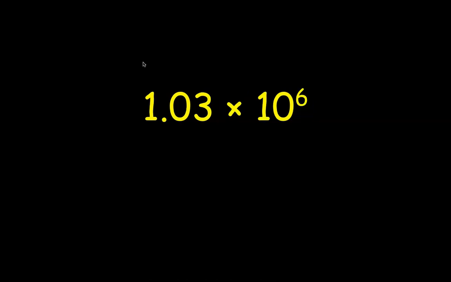1,030,000. Pause the video and resume when you're ready. Most important digit, here it is, ignore the rest. So 1 million. That would be 1 times 10 to the power of 6. Now I've got to put those other digits back in. 1.03 times 10 to the power of 6.